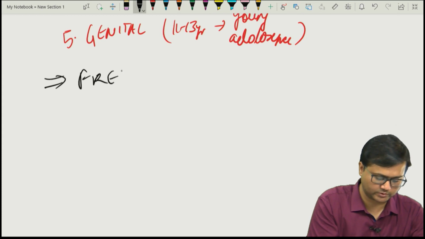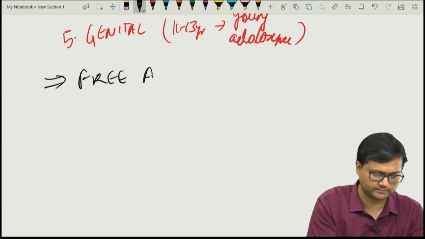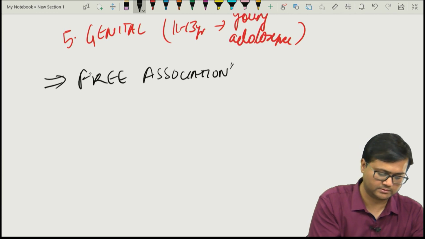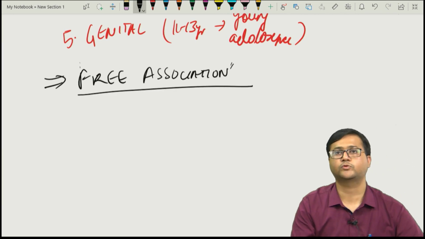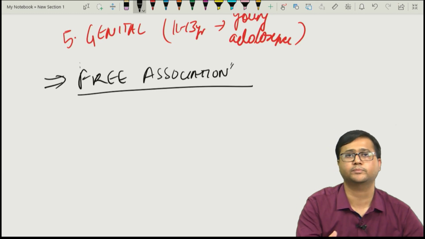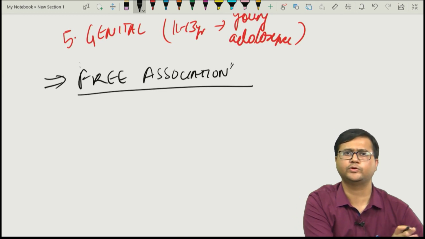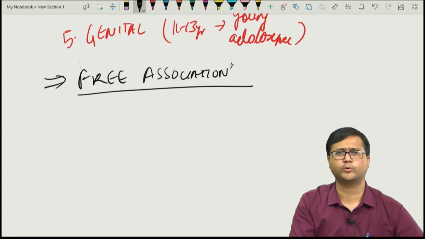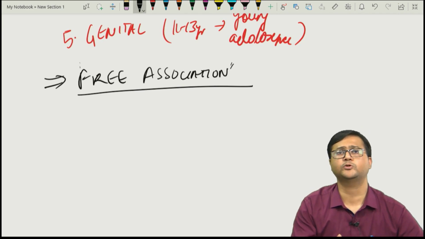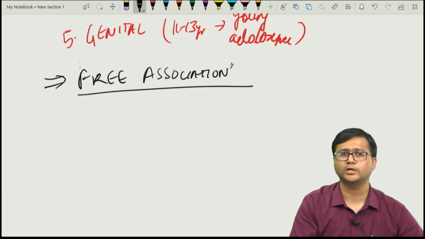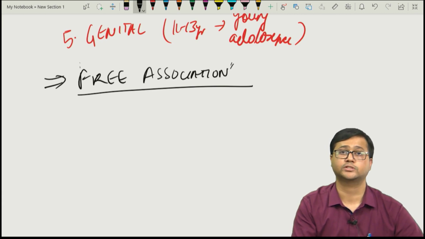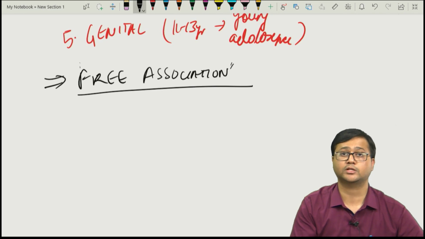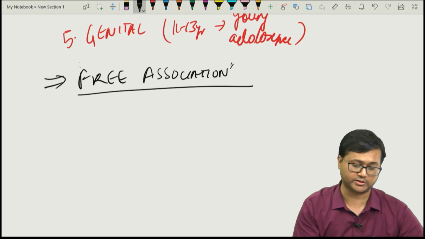Now he gave the concept of free association. So in his practice, what Freud would do was, he would ask the patient to lie down on a couch, and he would sit in a place where the patient would not be able to see him, and he would ask the patient to say whatever comes to his mind. So this is the concept of free association by which Freud was able to give so many theories.